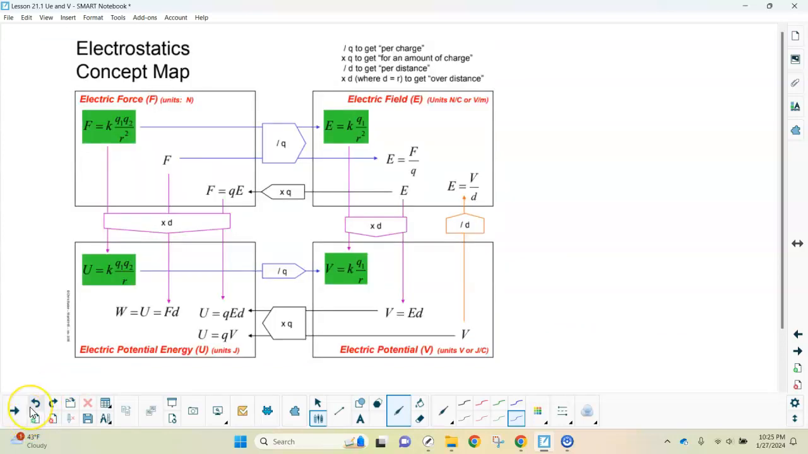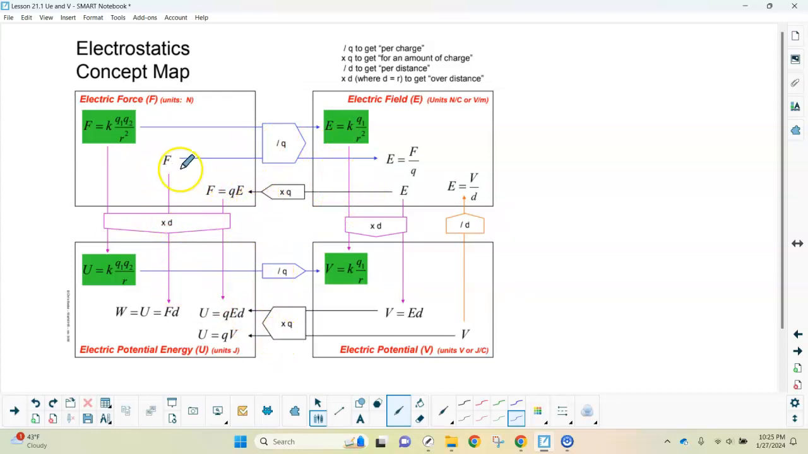All right. So this is a nice summary slide. Even though these ideas are all interrelated, and you can tell by this concept map, it connects electric force to electric field to electric potential to electric potential energy. So it shows what you're doing to the equations. You're multiplying by Q as you go to the left, and that's the black arrow. You're dividing by Q as you move to the right, and that's the blue arrow.